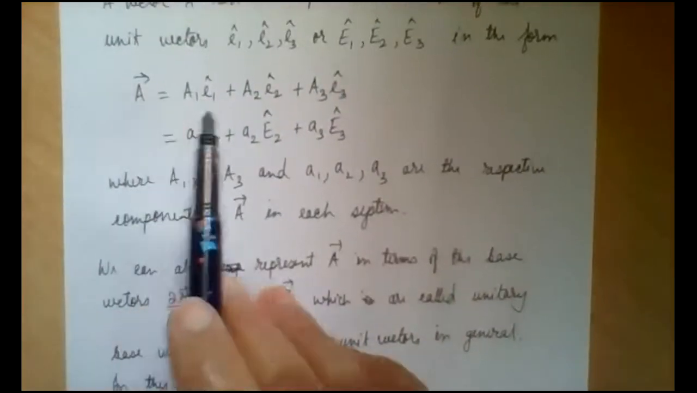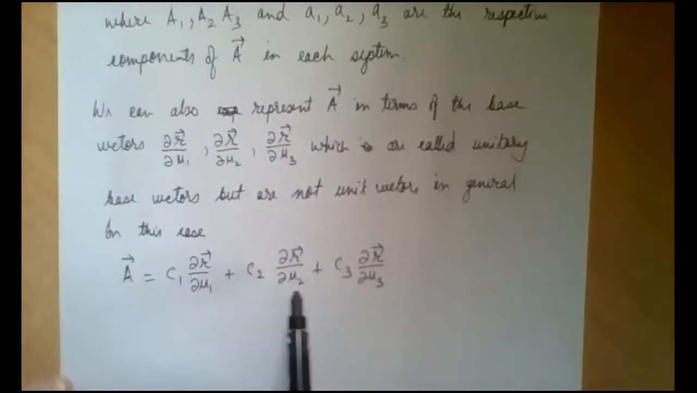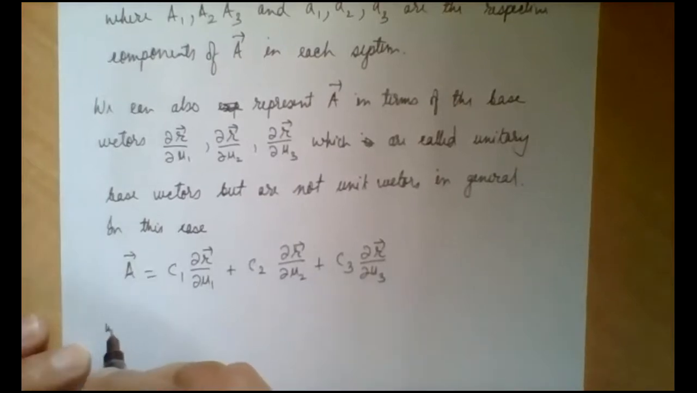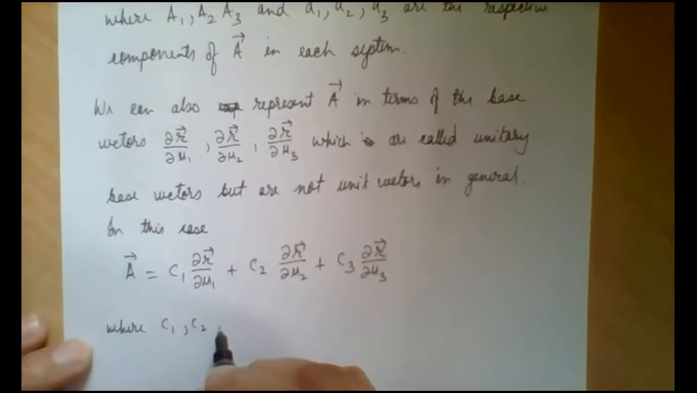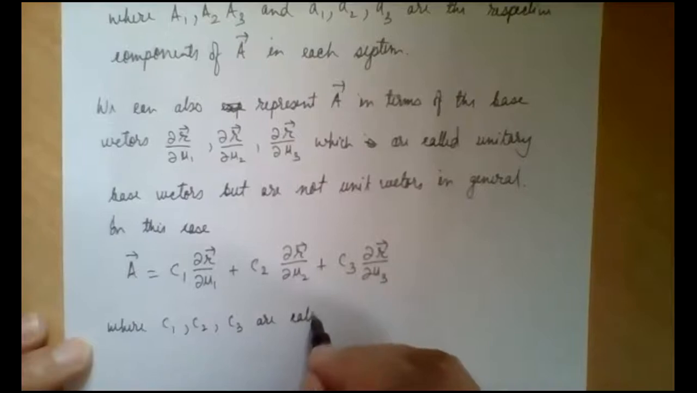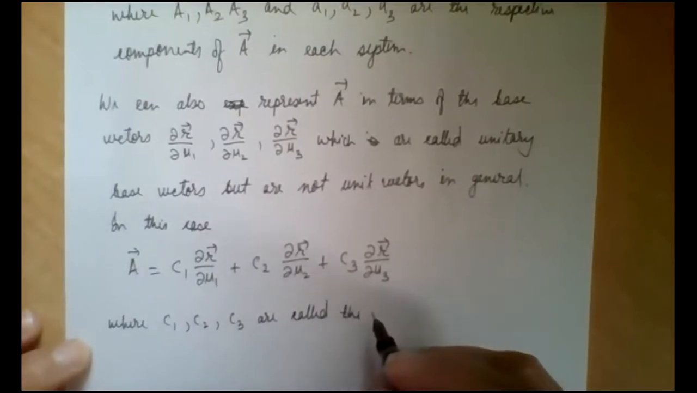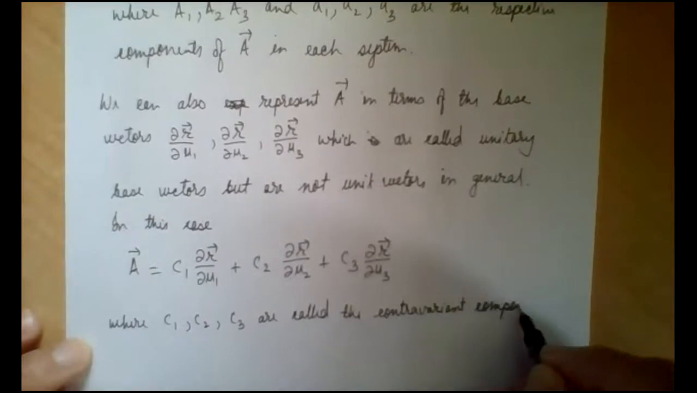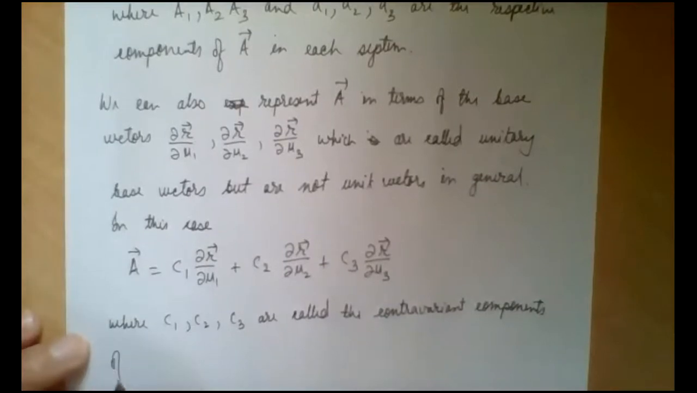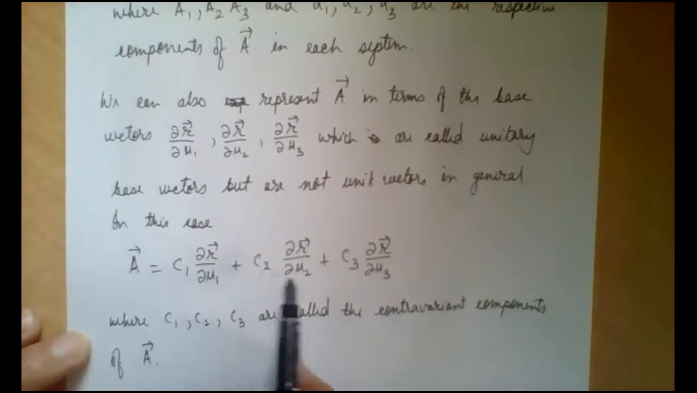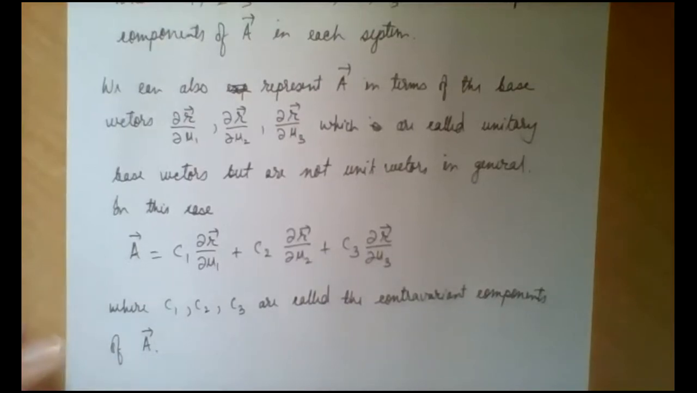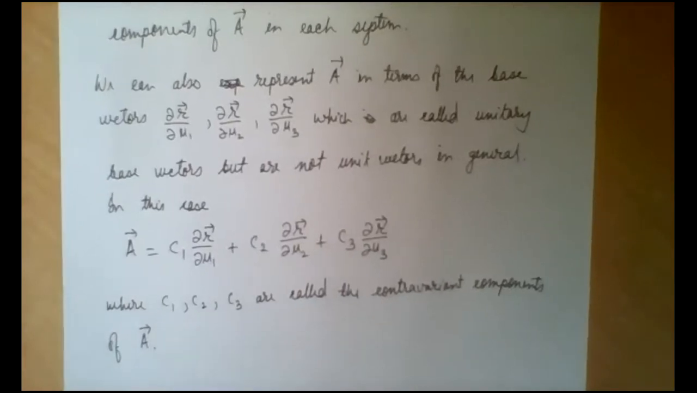Any vector A can be expressed in terms of tangent vectors, where C1, C2, C3 are called the contravariant components of the vector A. So C1, C2, C3 are the contravariant components of the vector A.